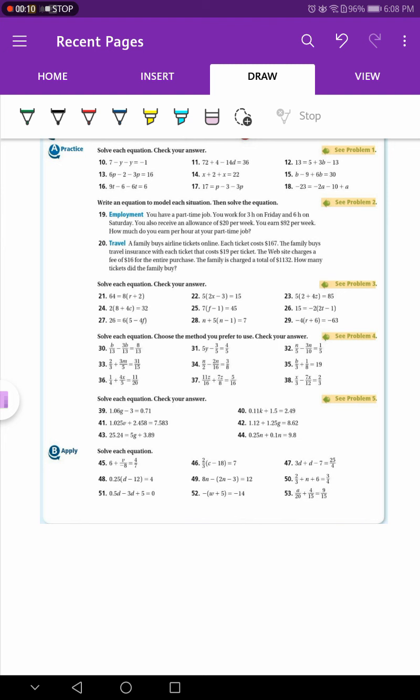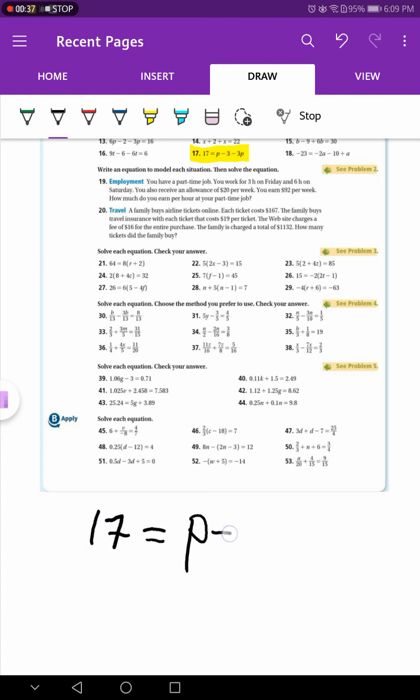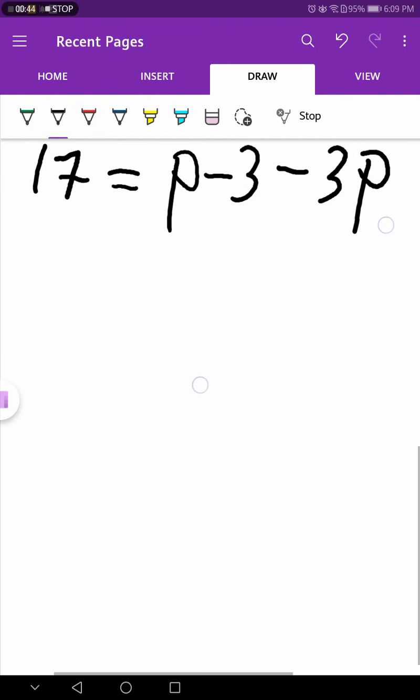Okay, thank you, Yaman. And now we are in lesson 2-3, solving multi-step equations. I will start with equation number 17. 17 equals P minus 3 minus 3P. Now he is asking me to solve this equation.